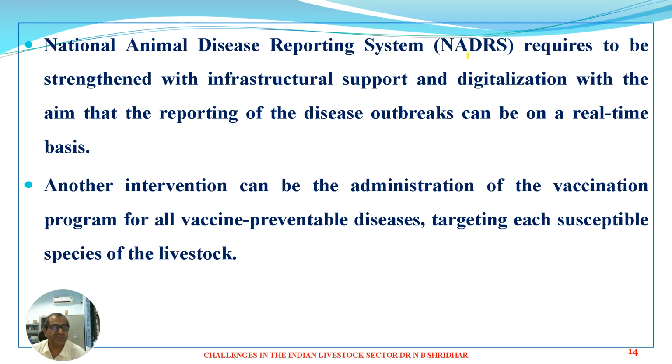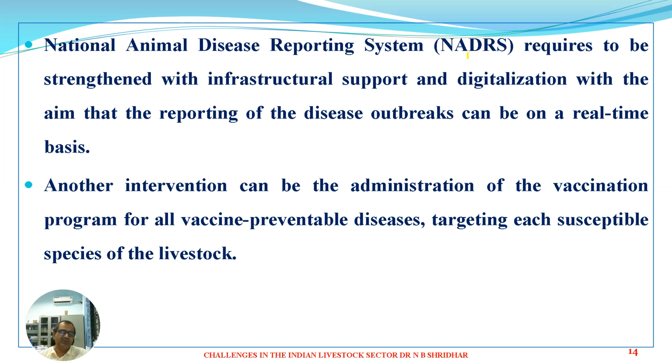This requires to be strengthened with infrastructural support and digitalization, with the aim that reporting of disease outbreaks can be on a real-time basis. And till today, toxicities of different origin, maybe plant toxicity, mycotoxicity, pesticide toxicity, and also herbicide, weedicide, and rodenticide toxicities are not being reported in the NADRES system even today. Hence, we need to focus on the reporting system.